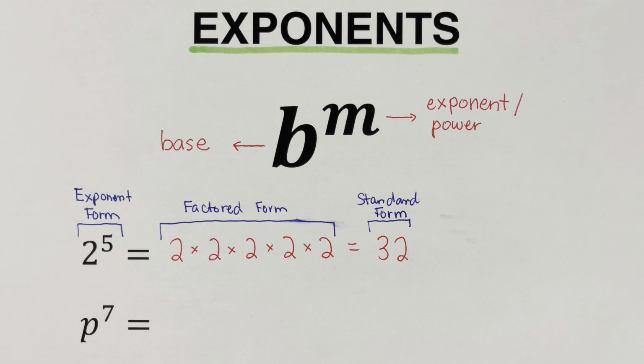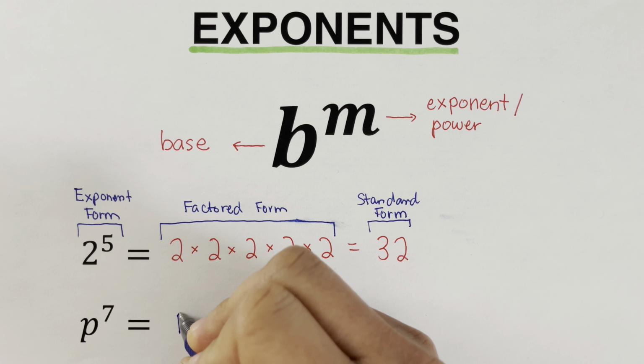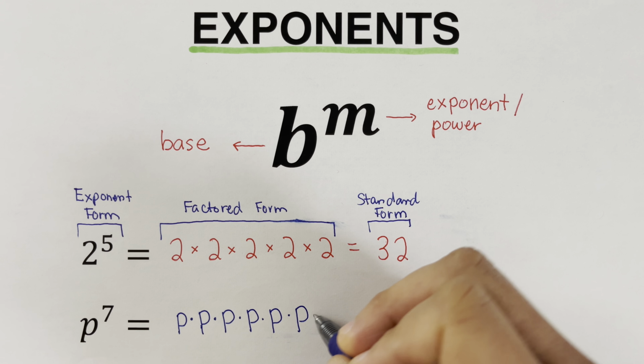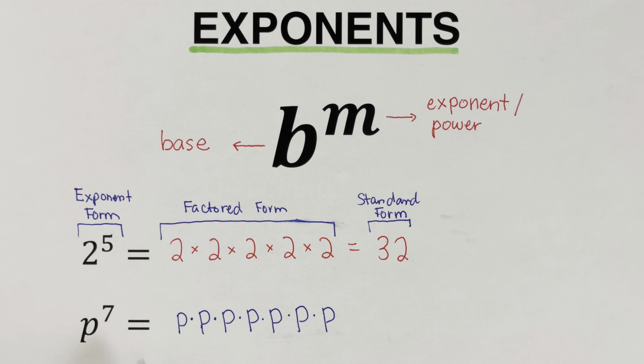Okay, so if we look at the second example right here, p raised to the power 7, from this we can say that p will be multiplied 7 times. So I'm just gonna write that up here. And so this is the expanded form or the factored form for p raised to the power 7. We remember that bases and exponents can be used to rewrite expressions that involve repeated multiplication by the same number or variable.